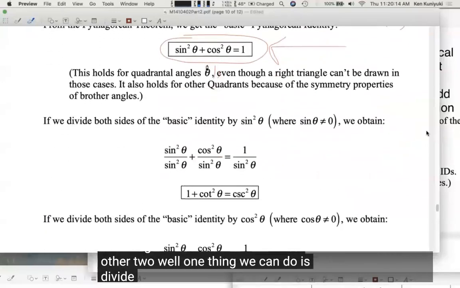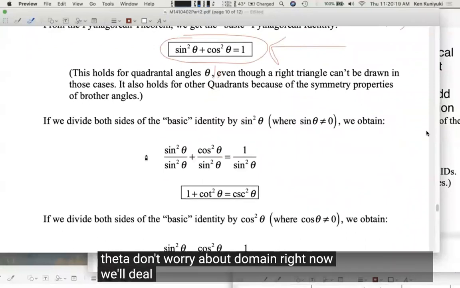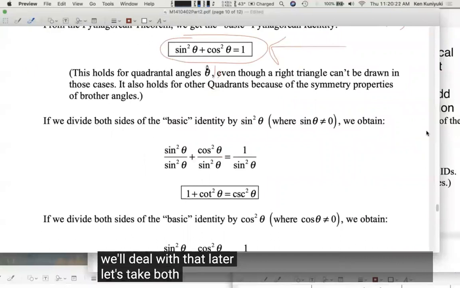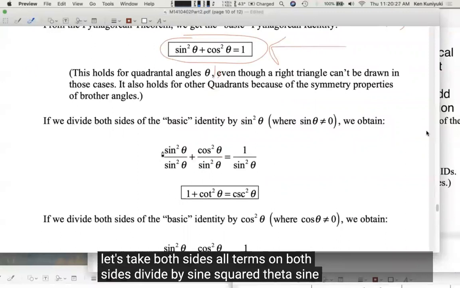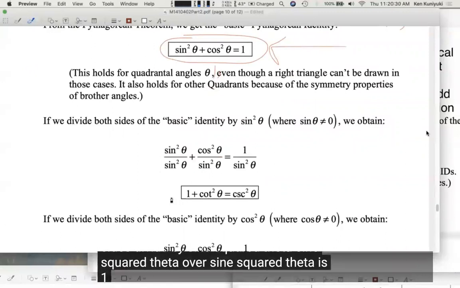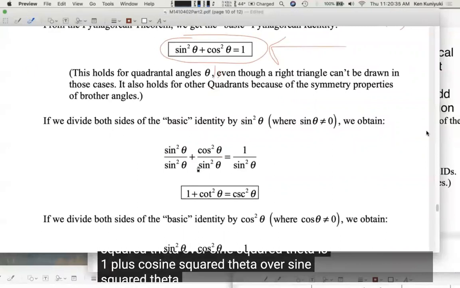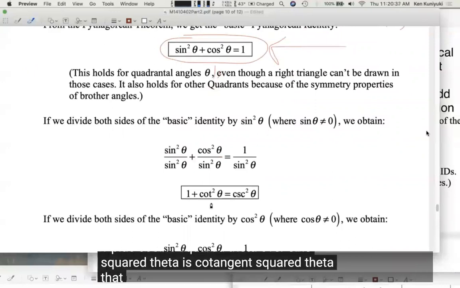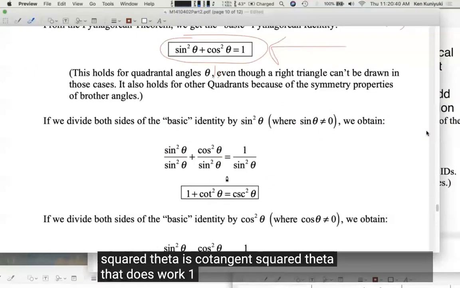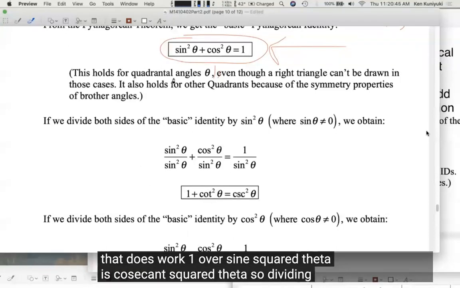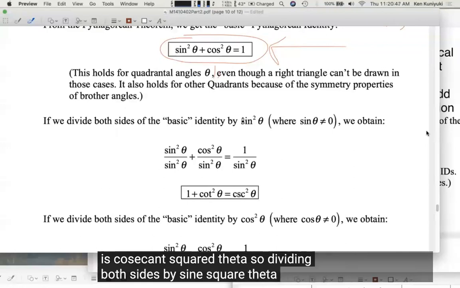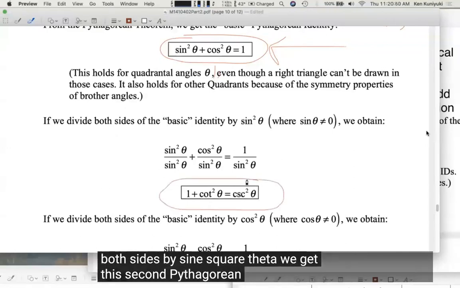One thing we can do is divide both sides by sine squared of theta. Don't worry about domain right now. We'll deal with that later. Let's take all terms on both sides and divide by sine squared theta. Sine squared theta over sine squared theta is 1, plus cosine squared theta over sine squared theta is cotangent squared theta. That does work. 1 over sine squared theta is cosecant squared theta. So dividing both sides by sine squared theta, we get this second Pythagorean identity.